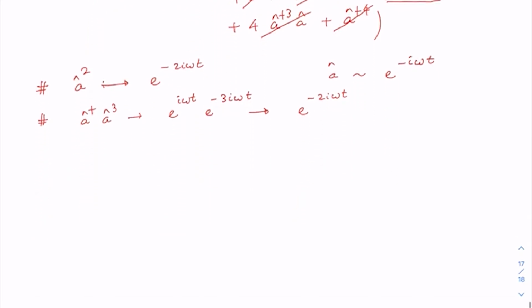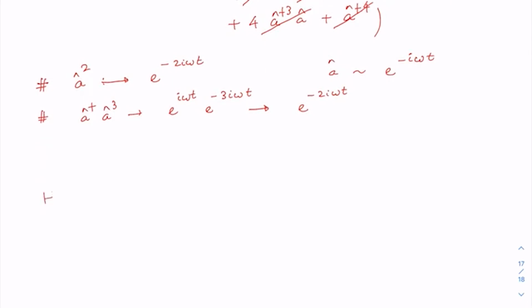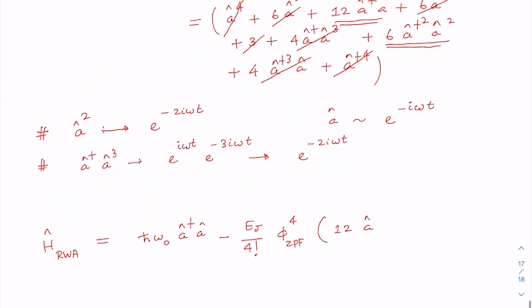So therefore, using that, we can write down the RWA Hamiltonian, the Hamiltonian for the transmon under rotating wave approximation, as h cross omega 0 a dagger a minus Ez by 4 factorial phi to the power 4 ZPF, and here we have the term 12 a dagger a plus 6 a dagger square a square.